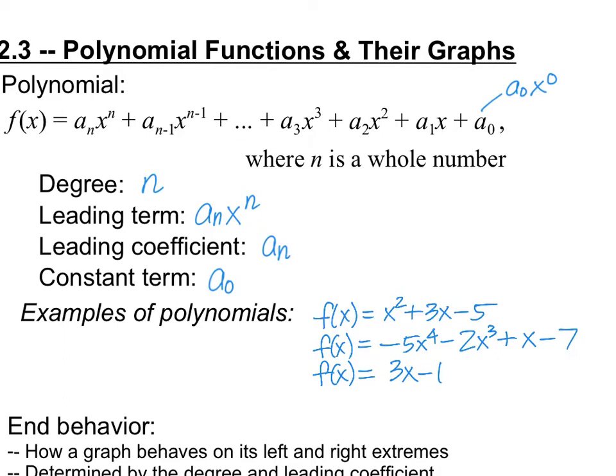Linear and quadratic functions are polynomials. In fact, f of x equals 6 is a polynomial because it can be thought of as 6 times x to the 0 power.